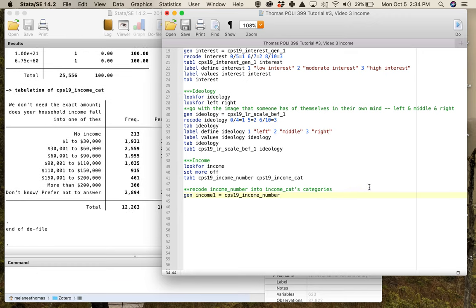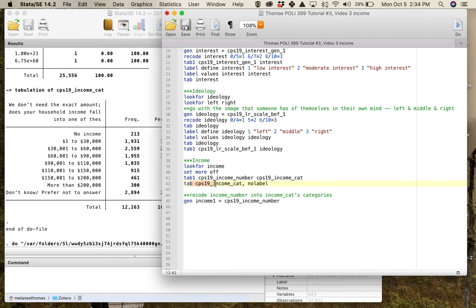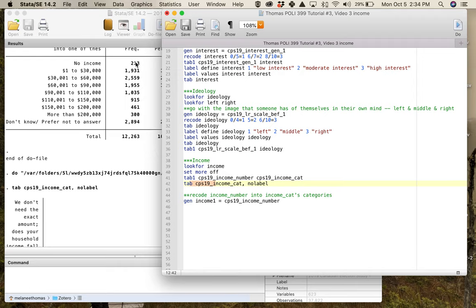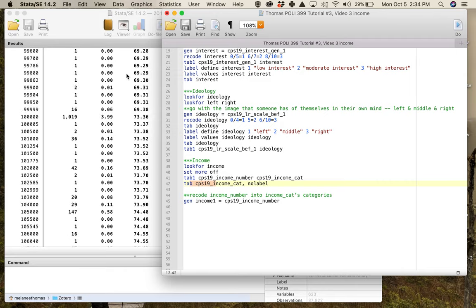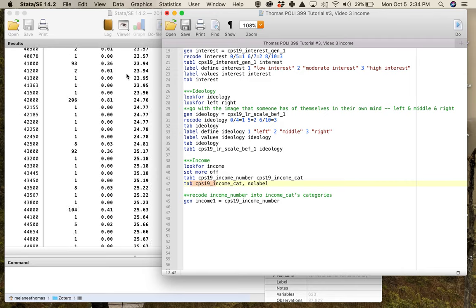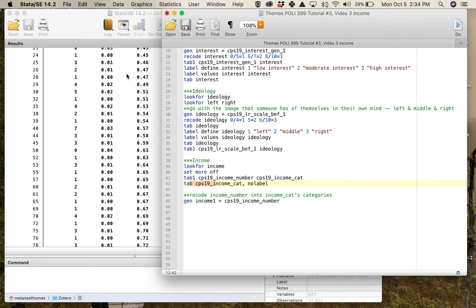Now, in order for me to be able to do this, I need to know the numerals behind each one of those categories. So I've got tab, that one, no label. So I want to know the categories, no label. And what's really interesting is that no income is one, which would be the equivalent of my zero for this giant one up here. Oh, what a mess.